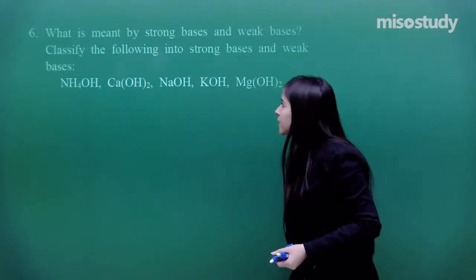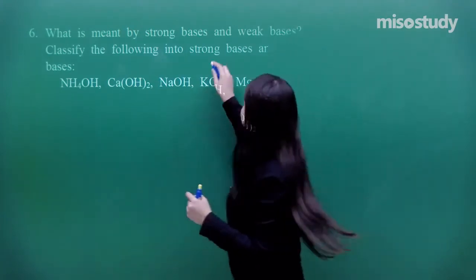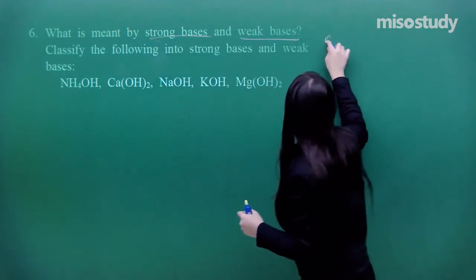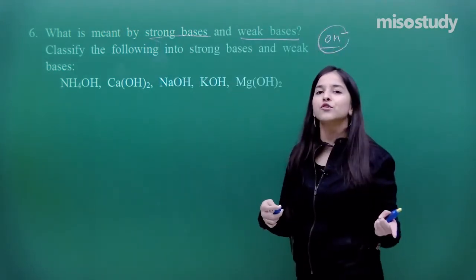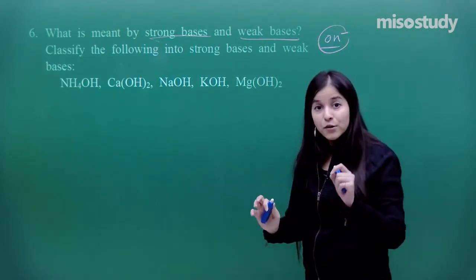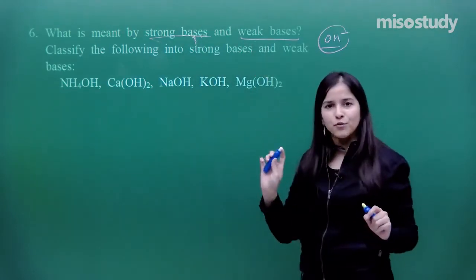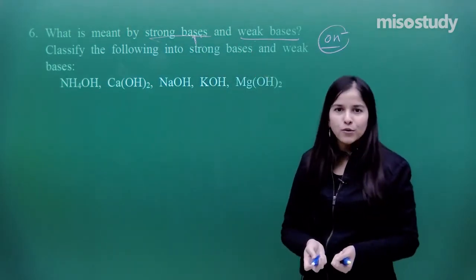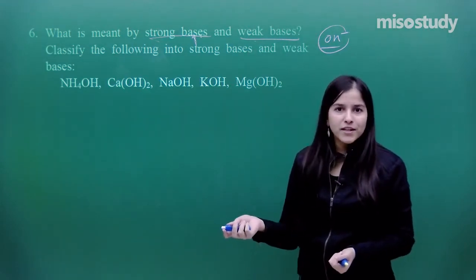Now, what is meant by strong bases and weak bases? First of all, what are bases? Those which give us OH negative. The strong ones are those which are capable of donating all the OH negative they have, and very quickly. So these are very strong bases. Weak bases are not capable of donating all the OH negative which they have; it is going to be a slow process while dissociating.